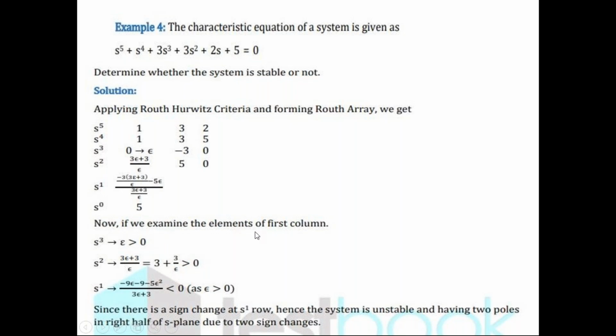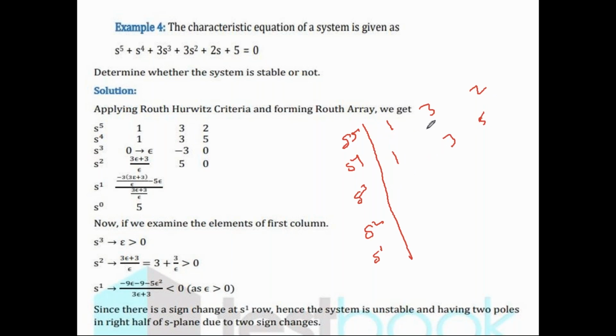Now if you examine the elements of the first column, I am going to write here s power 5, s power 4, s cubed, s squared, s power 1. The first row is 1 3 2, the second row is 1 3 5. So these are the first two rows.